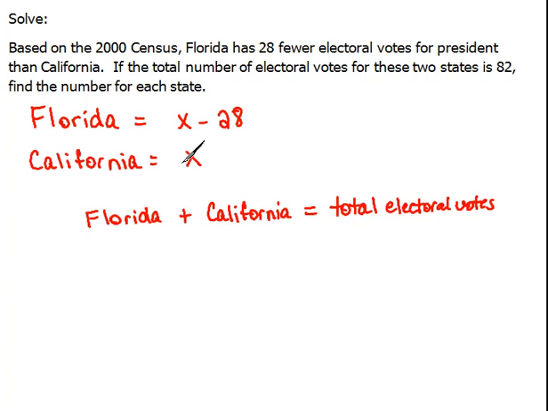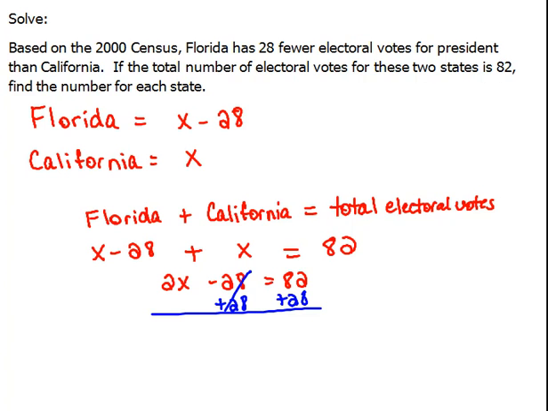Now we just have to fill in the information we already have. We have x minus 28 for Florida. Then we're going to add that to California's, which we've identified as being an x, will equal the total number of electoral votes, which they told us was 82. We now have our equation and we can continue solving. So we can combine our x's to get 2x minus 28 equals 82. When we add 28 to both sides, we get 2x equals 110. And then dividing both sides by 2, we get x equals 55.